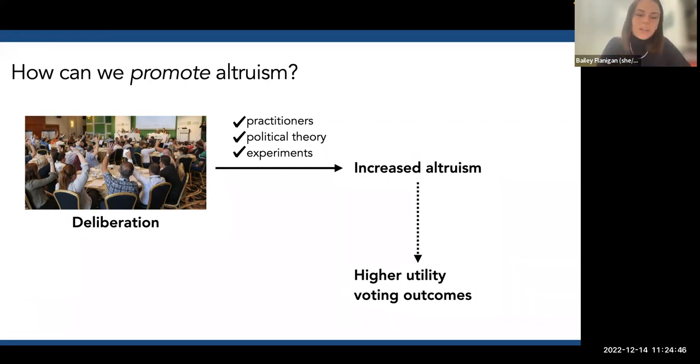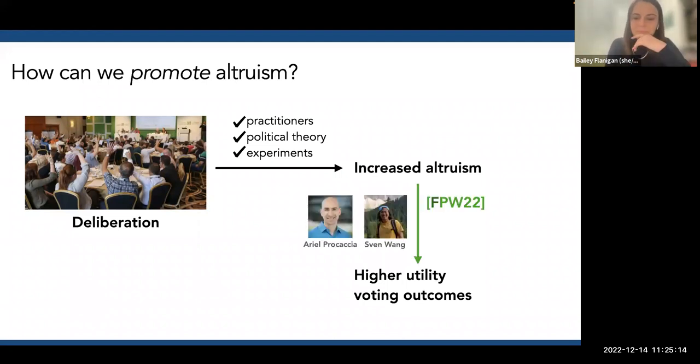And the evidence suggesting that this increases altruism comes from people who run deliberation in democratic settings. It comes from political theory. And there are also some experiments that show that people tend to be more altruistic in how they think about decisions after deliberation. And so this is really promising. But what we would really like to know is, does this increased altruism truly improve the utility of voting outcomes always, robustly, et cetera? And so this is the topic of this talk.